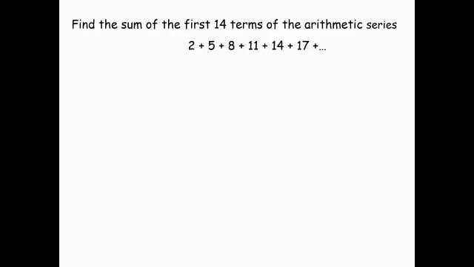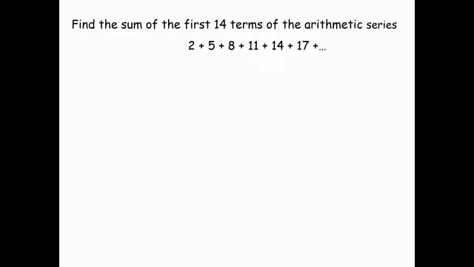2, 5, 8, 11, 14, 17, and it goes on. Okay, find the sum of the first 14 terms of the arithmetic series. We have to write up to the 14th term and add. According to this series, we only know 6 terms. So we have to find the 14th term. We don't know the 14th term. That means according to our question, we don't know the last term.